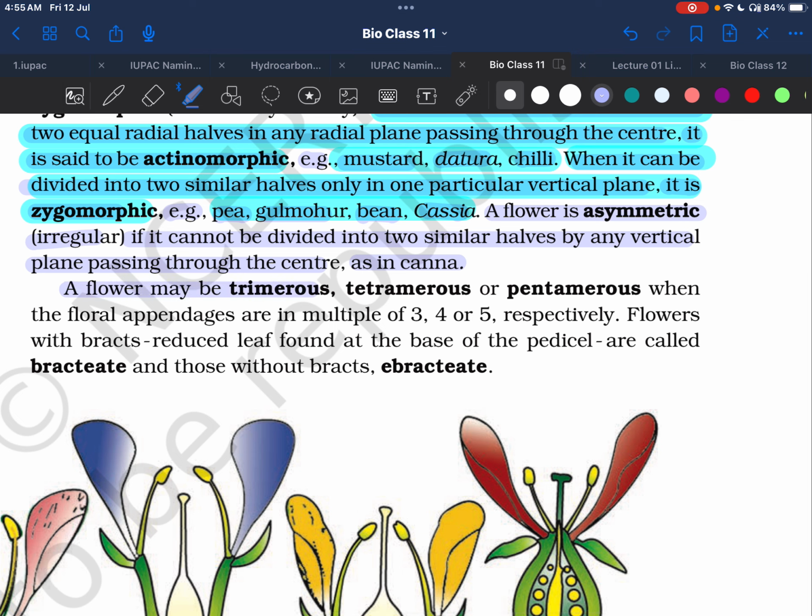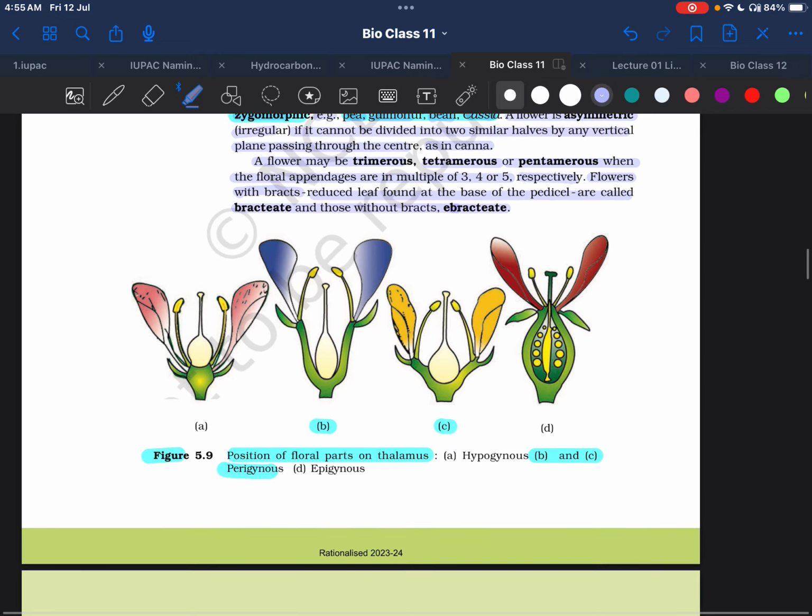A flower may be trimerous, tetramerous, or pentamerous when the floral appendages are in multiples of 3, 4, or 5, respectively. Flowers with bracts, reduced leaves found at the base of the pedicel, are called bracteate, and those without bracts, ebracteate.